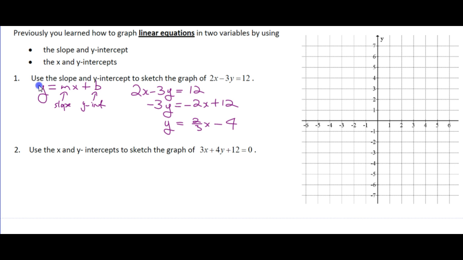Okay, and we are to use that to sketch the graph. So y equals 2/3 x minus 4. Let's do this guy in red. So I've got minus 4. I'm going to plot the y-intercept, then 2/3 says go up 2, right 3, go up 2, right 3, and it also says go down 2 and left 3. Because I want to get as many points as I can, right? The more points I have, they should all line up. I should be able to draw a nice straight line.